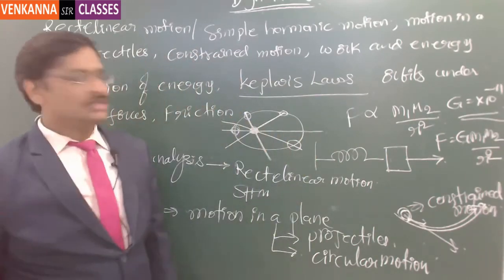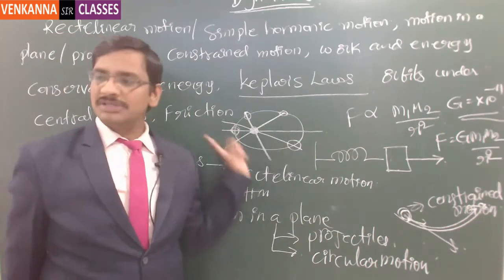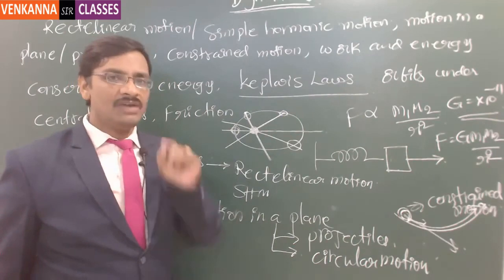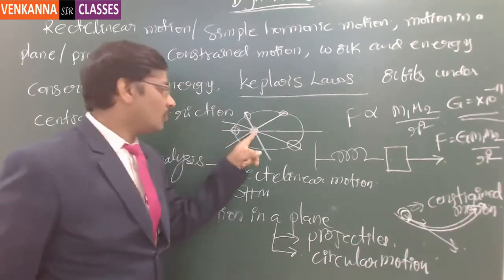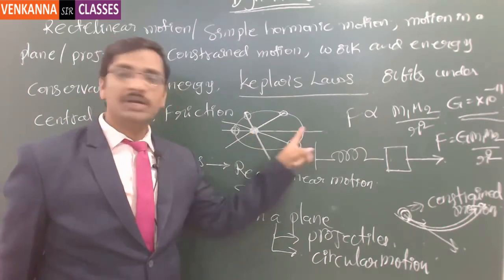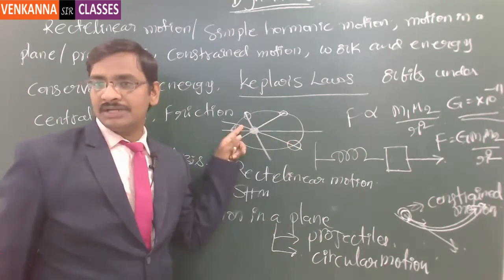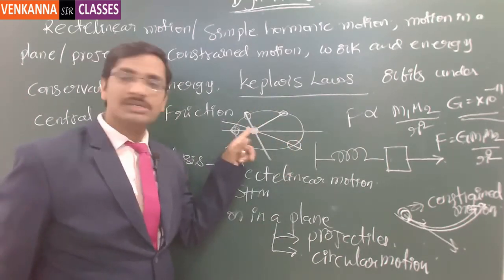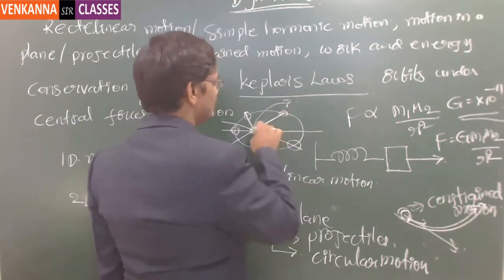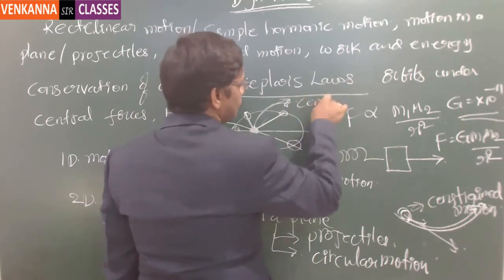Now if you notice, the Earth is continuously moving, but the line of action of the force always passes through a single point, the focus of this ellipse. That means the body is constrained to be attracted in a direction which always passes through a single point, which we call the central force.